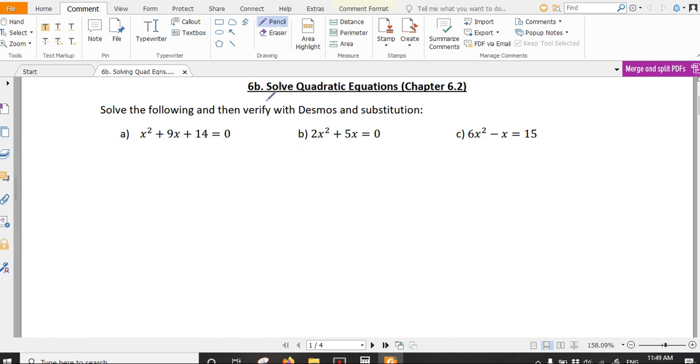Hey everybody, welcome to 6B, Solving Quadratic Equations, Chapter 6.2. So here we'll be solving, and then we can verify with decimals or substitution.